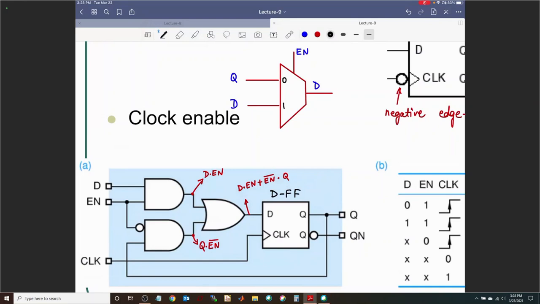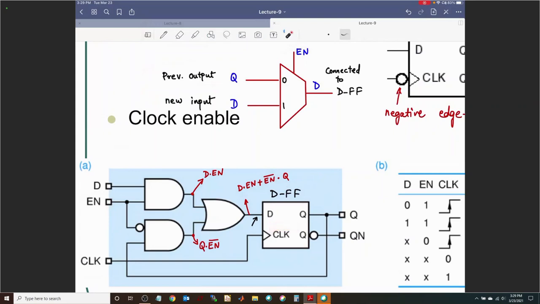And the output, we are also calling it D, but in reality, it is connected to the D flip-flop right here. So it's like saying Q was what? Your previous output. D is what? Your new input. So when you disable your flip-flop, then you are taking the previous output and feeding it back into the D flip-flop.